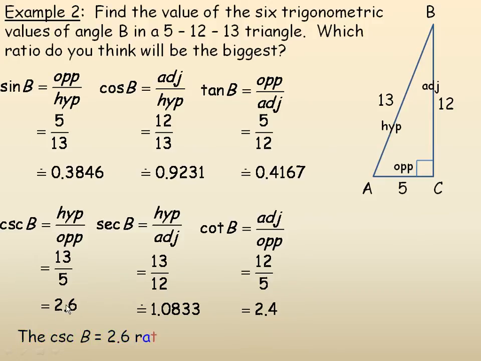Also, if you want the largest ratio, really what you want then is the longest side divided by the shortest side, and that ends up being actually cosecant. Okay, so cosecant is the largest of all the ratios.